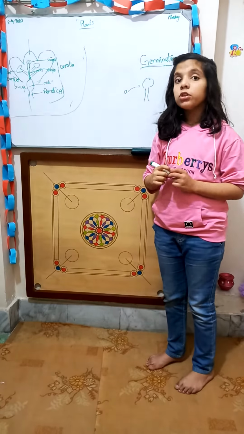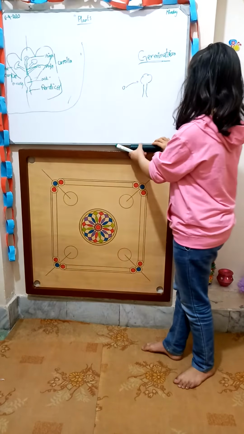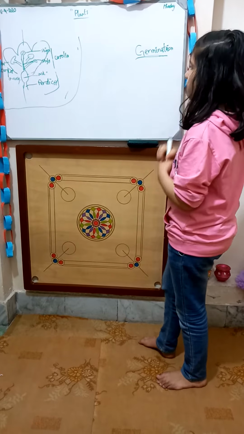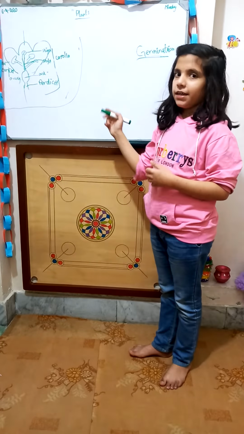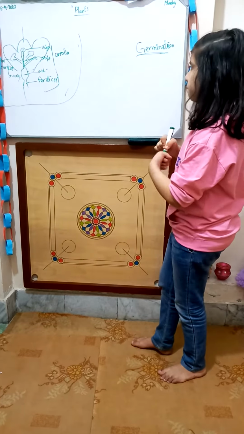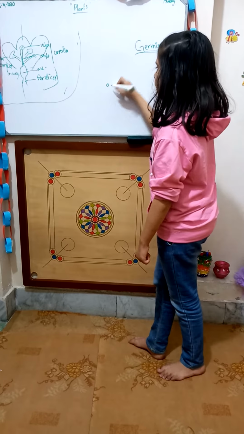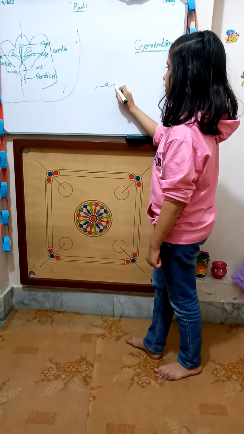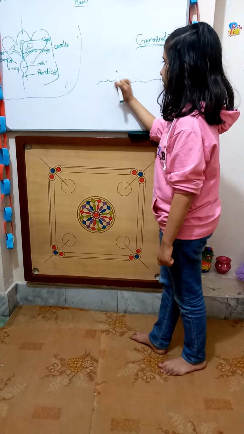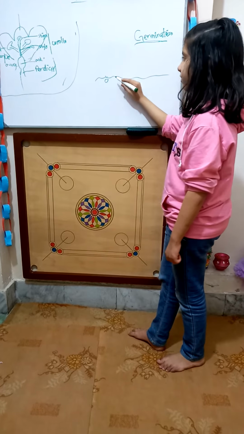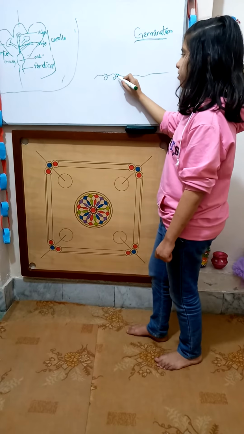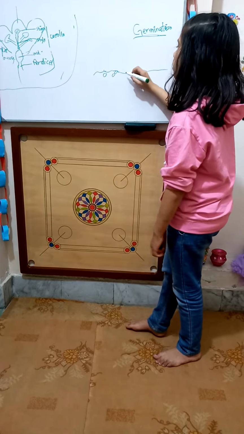Now let's study the germination of a seed. It is almost the same as the life cycle of a flowering plant, but a bit different. Here we have a seed. When we plant the seed into the soil, it is just inside. After that it grows, still inside, and turns into a seedling.